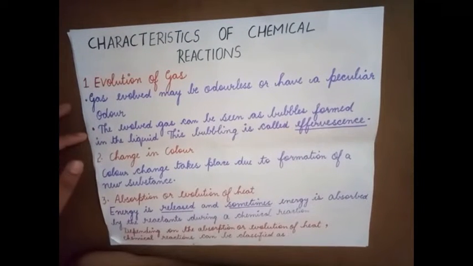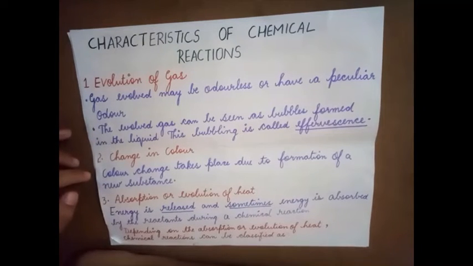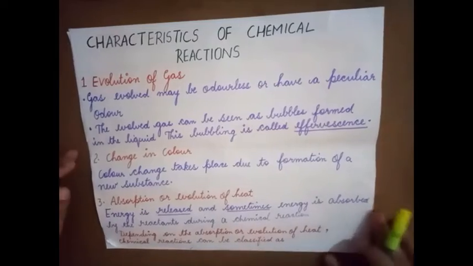Change in color. Color change takes place due to the formation of a new substance. When the reactants combine, we know it forms a product. So the reactant might have a different color, and the product that is formed might have a different color. So this also tells us that a chemical reaction has taken place.